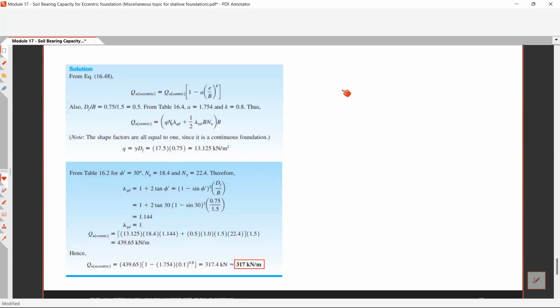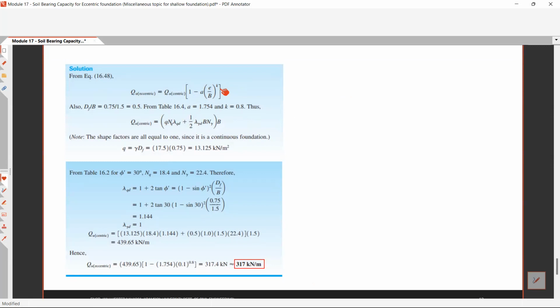So, ito yung sagot niyo. Alpha, that is 1.754. Your K is equal to 0.8. Therefore, your values are this. So you can easily solve for (1 minus alpha) raised to (E over B) raised to K, and solve for QU centric.